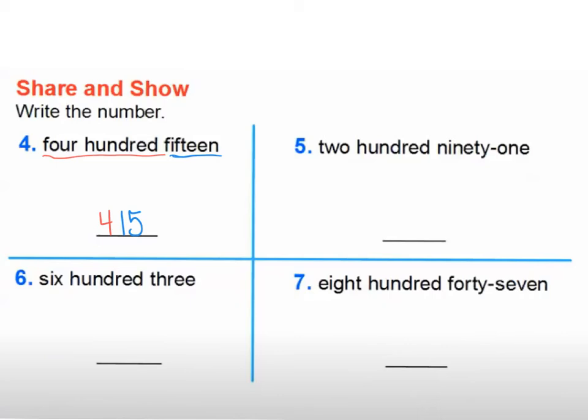Number 5. 200. So we can write a 2. 91. So 90 tells us that there's a 9 in the tens place. 1 tells us that there's a 1 in the ones place. 291. And if you want to take your crayons and underline or highlight over, like how I'm doing, if that helps you to see the hundreds and then the tens in the ones place, go for it. Pause the video and get your crayons.